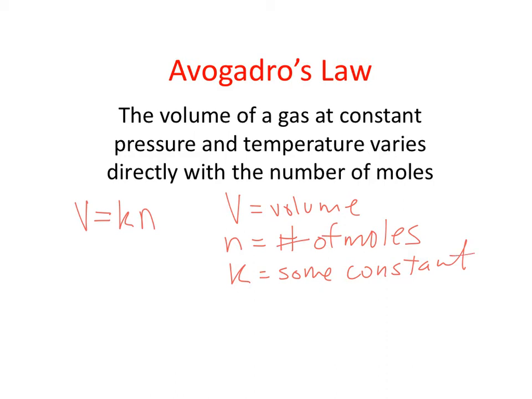And so what we can then do is manipulate it in order to solve for how it's going to change. Because that's what we look at with a lot of these gas laws: if we have one set of conditions and we change one of them, how is the other changing? So what we can also say is our initial volume divided by our initial number of moles is going to equal our new volume divided by a new number of moles. So V1 over N1 equals V2 over N2.